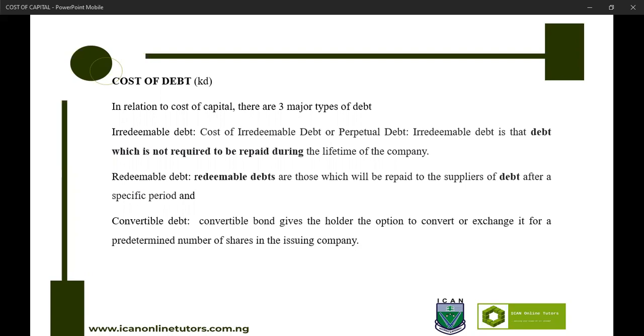The cost of irredeemable debt or perpetual debt is that debt which is not required to be repaid during the lifetime of the company. While the cost of redeemable debts are those which will be repaid to the suppliers of debt after a specified period of time. And we have convertible debt. The convertible bonds give the holder the option to convert or exchange their debt to shares in the issuing company.